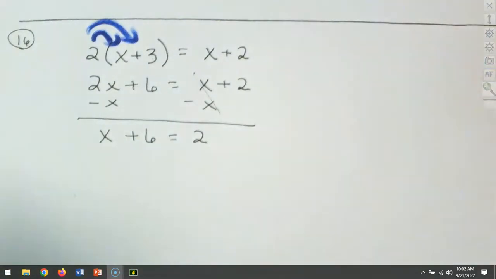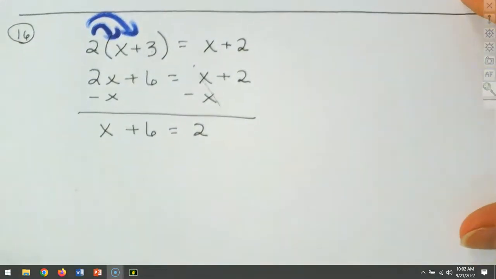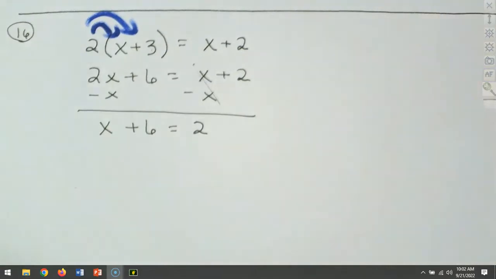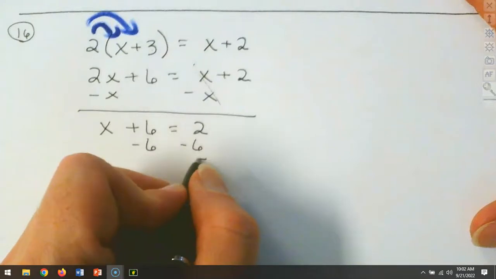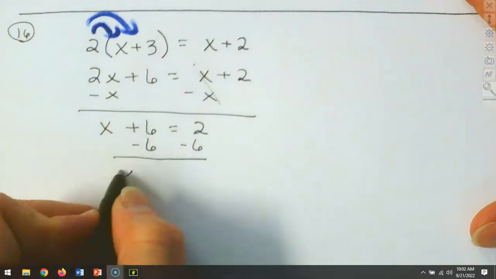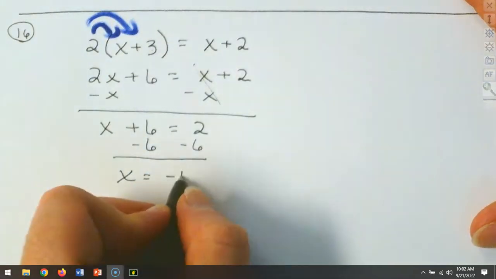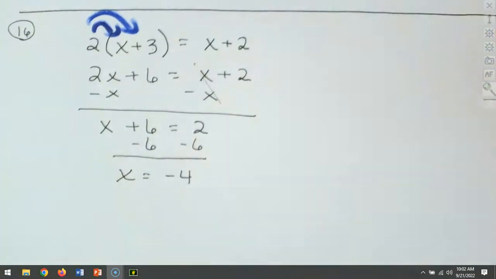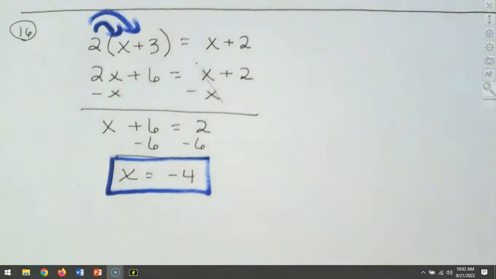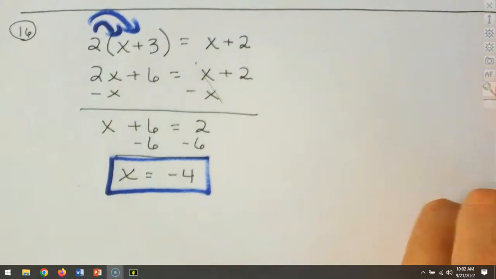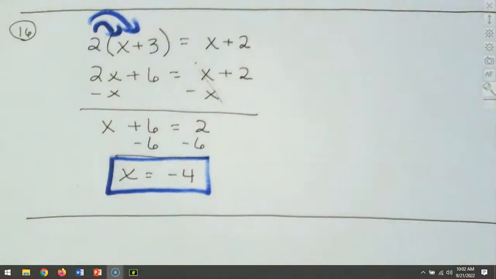Now, the variables are all on the left-hand side, so what needs to go over to the right now? So I'm going to move that 6 over, and that leaves you then with x equaling now a negative 4, doesn't it? So that would be your final, finished answer there. Let's do another one. Let's look at 19.